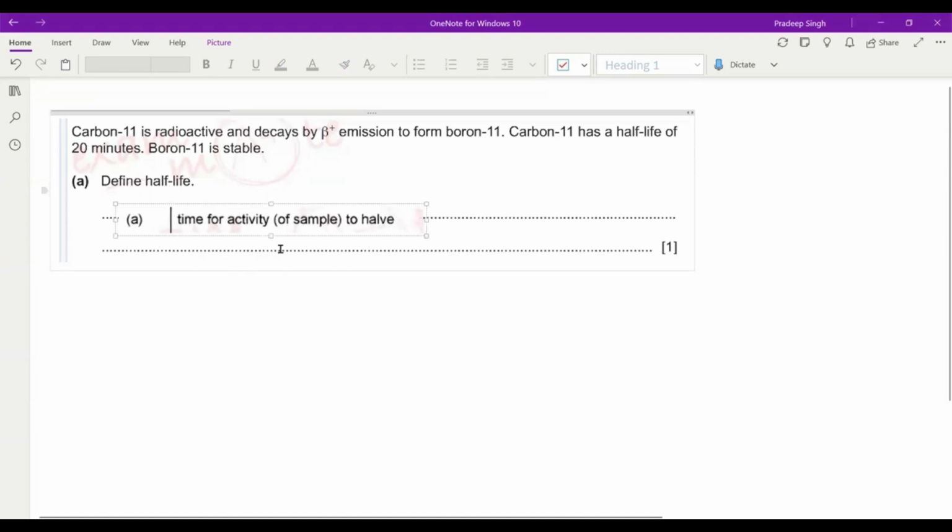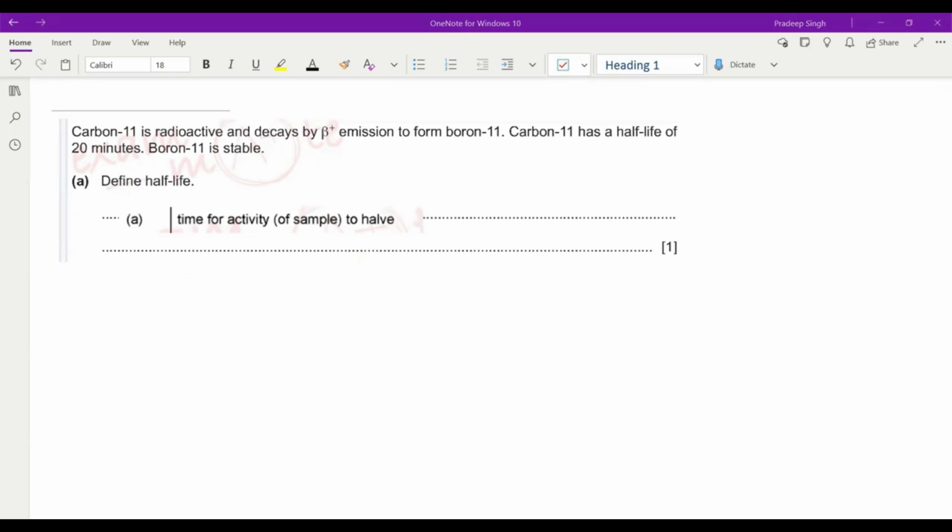They have just written in very brief, time for activity to half. And Thiru, what did you say? Time taken for the activity of the sample to fall to half of its original value. Okay, correct. That is half-life. Rakin, make sense? Yes, sir. Fine. Now the B part of the question.